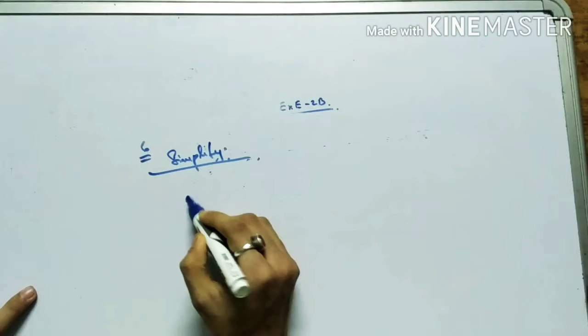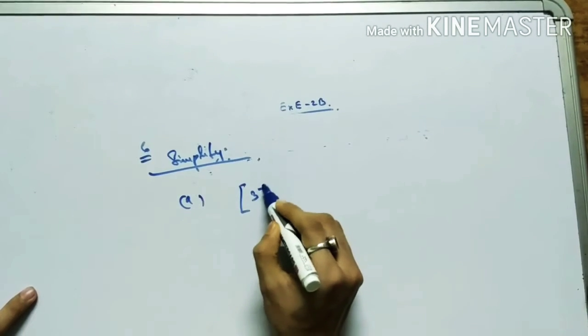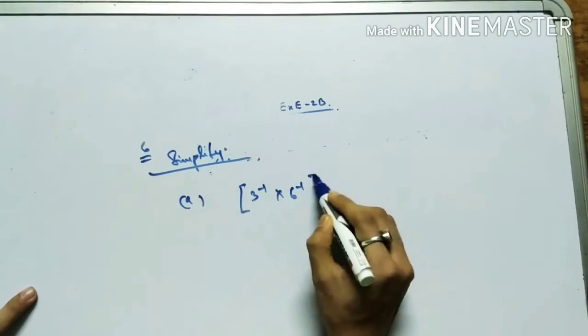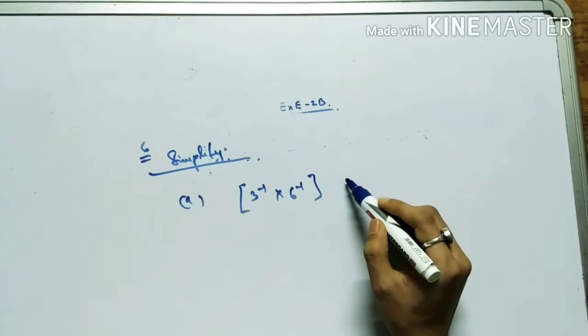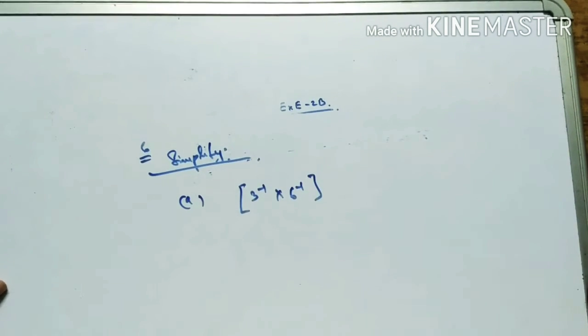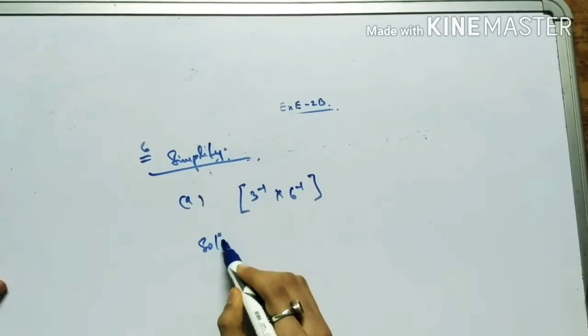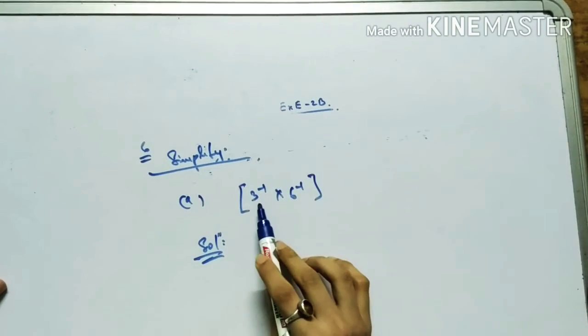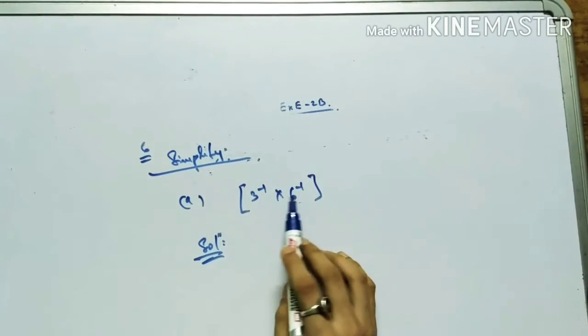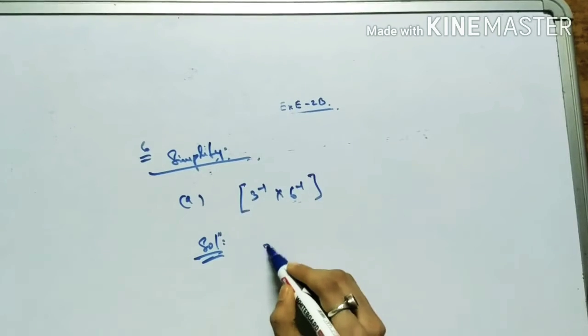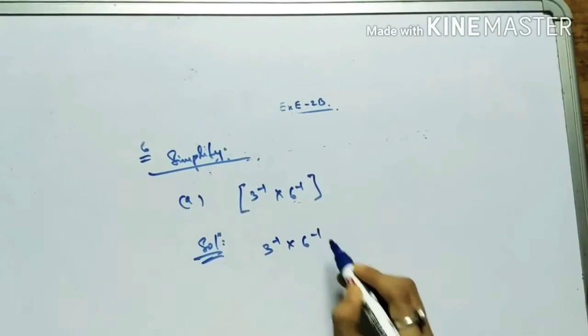Type 6: simplify. Number A. This is 3 to the power minus 1 into 6 to the power minus 1. Solution: the bases are different, the powers are the same, and multiplication is going on. So this one, 3 to the power minus 1 into 6 to the power minus 1.